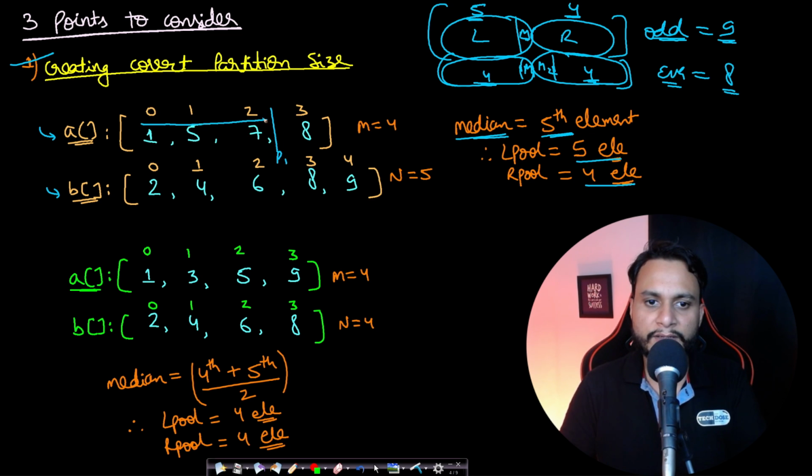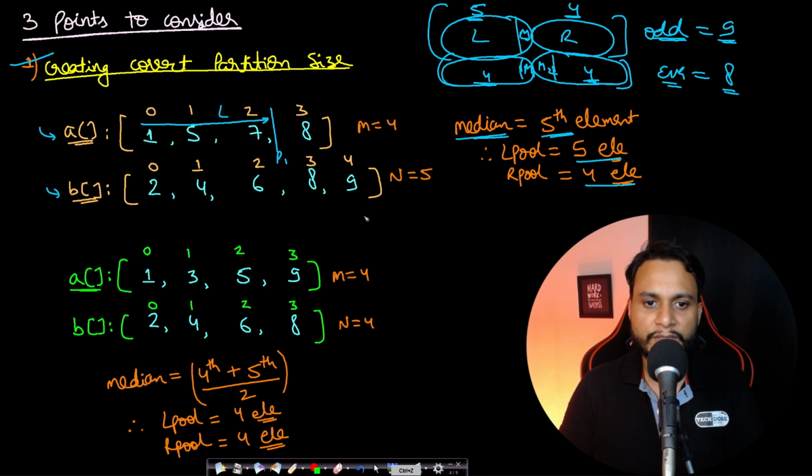Then this will mean that you have 3 elements on the left side and 1 element on the right side. How many elements do you need on the left side? You need 5. So you know that you need to put partition 2 here, so that you have 2 elements on the left side and you have the rest of the elements on the right side. This is how you create the correct size of the partition.